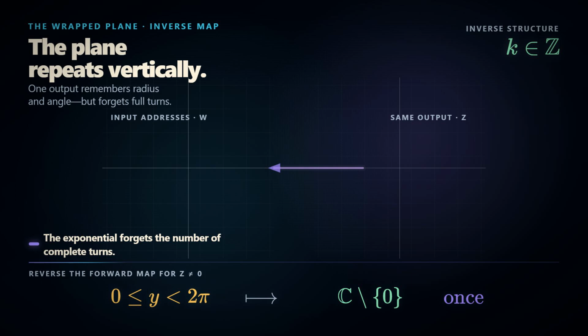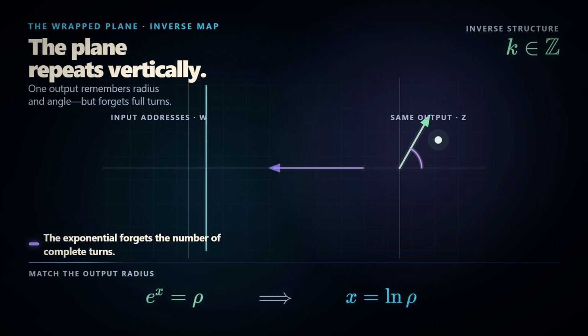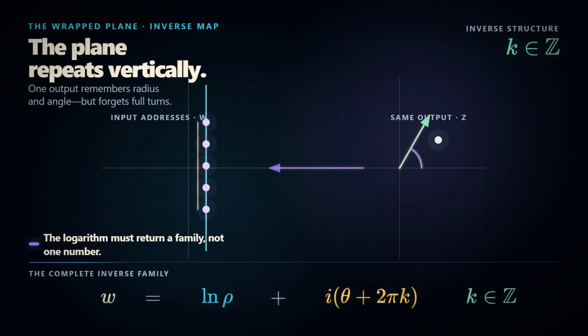Now, reverse the machine for a non-zero target z. Write z with radius rho and angle theta. To solve e to the w equals z, let w equal x plus iy, and compare the controls. Matching radii gives e to the x equals rho. So x equals natural log of rho. Matching direction gives y equals theta plus 2 pi k. Therefore, every solution is w equals natural log of rho plus i times (theta plus 2 pi k), where k is any integer.